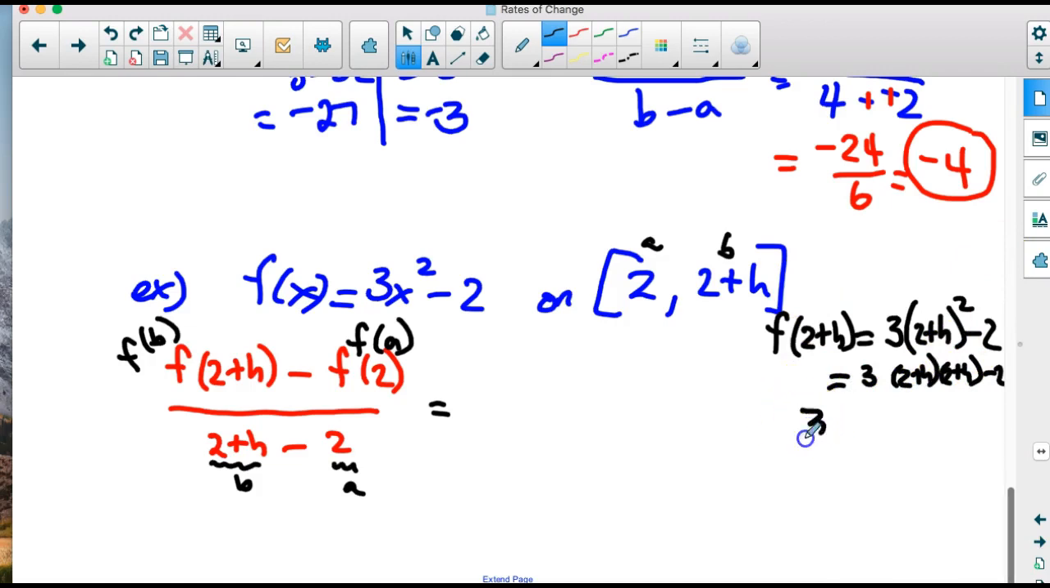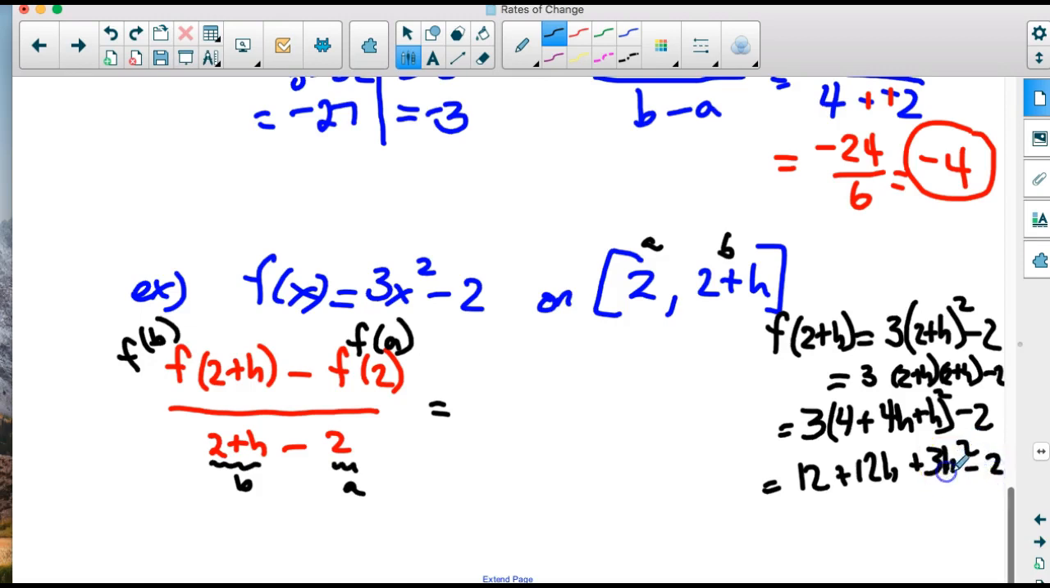So to do that, I'm going to get 3 times something minus 2. So I got 2 times 2, which is 4. Outside is 2h, inside is 2h, so that's going to give me 4h. And the last is h squared. Okay, so if I multiply that out, I'm going to get 12 plus 12h plus 3h squared minus 2. Okay, so that's the value that goes for this part right here.